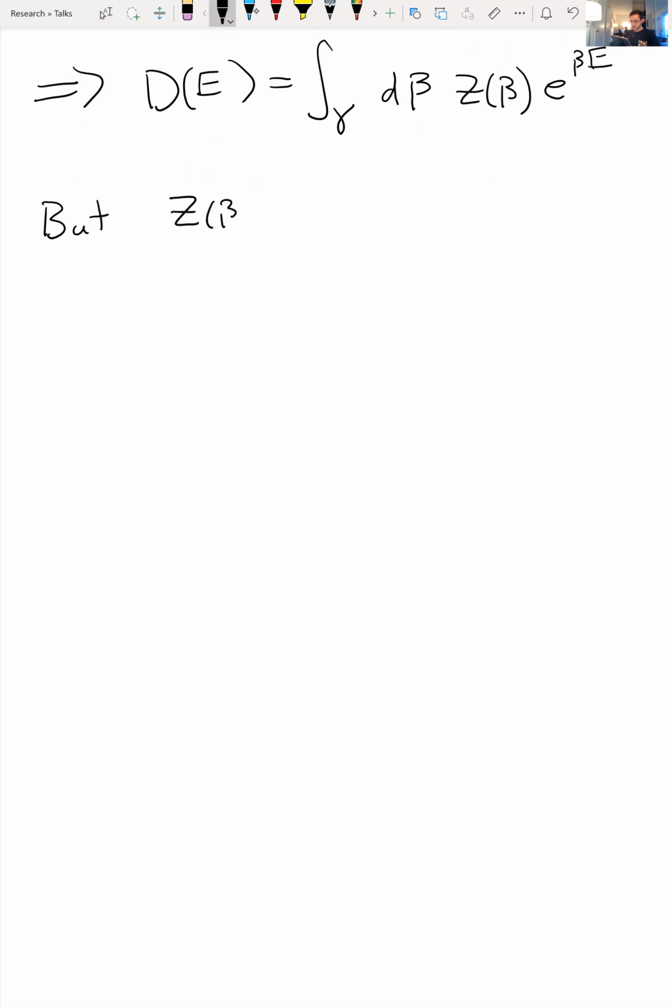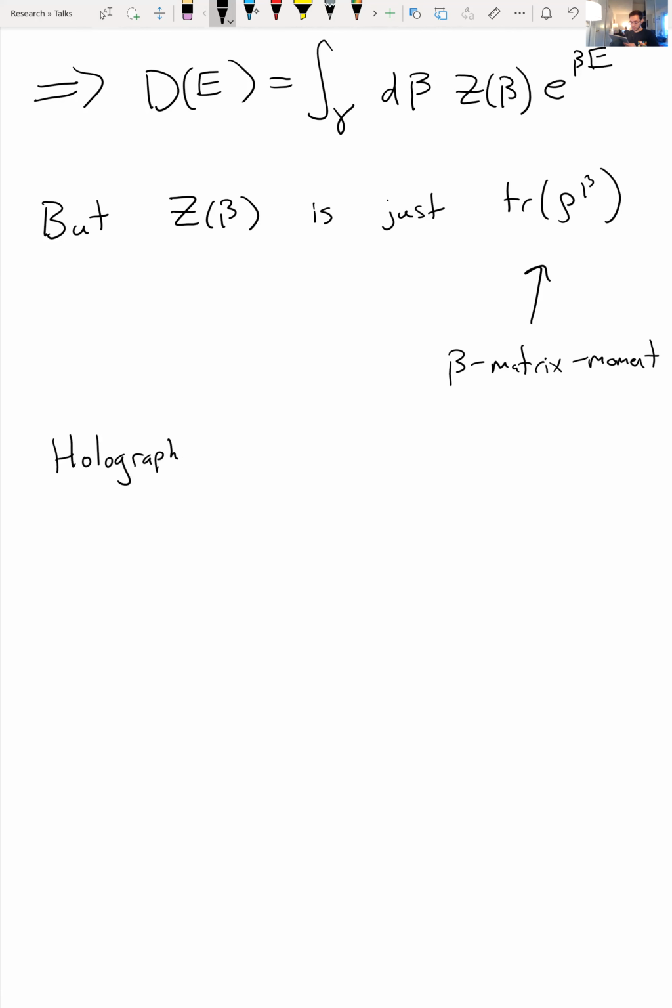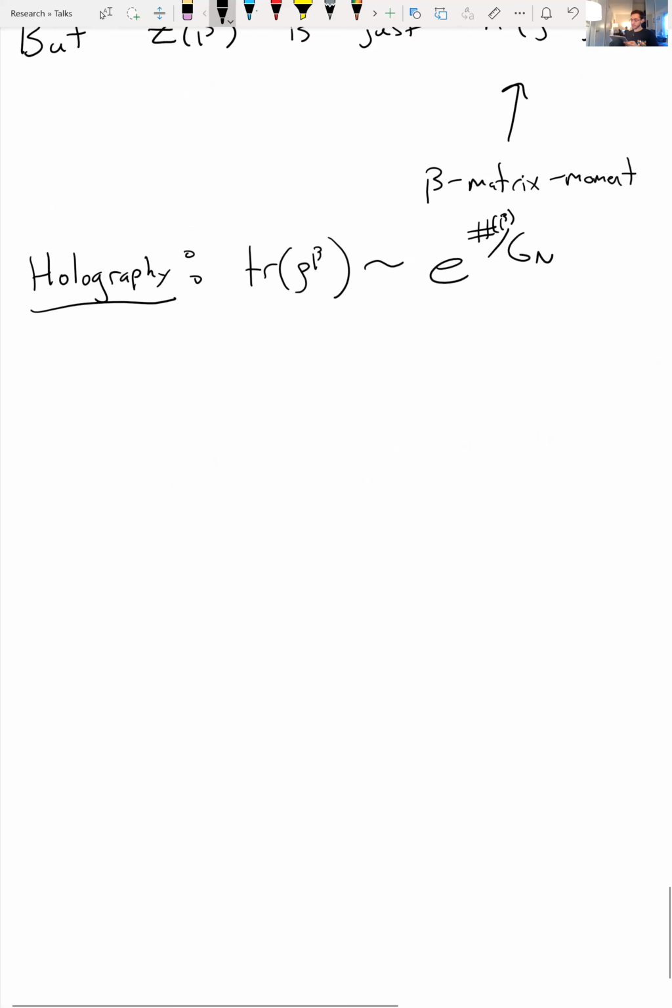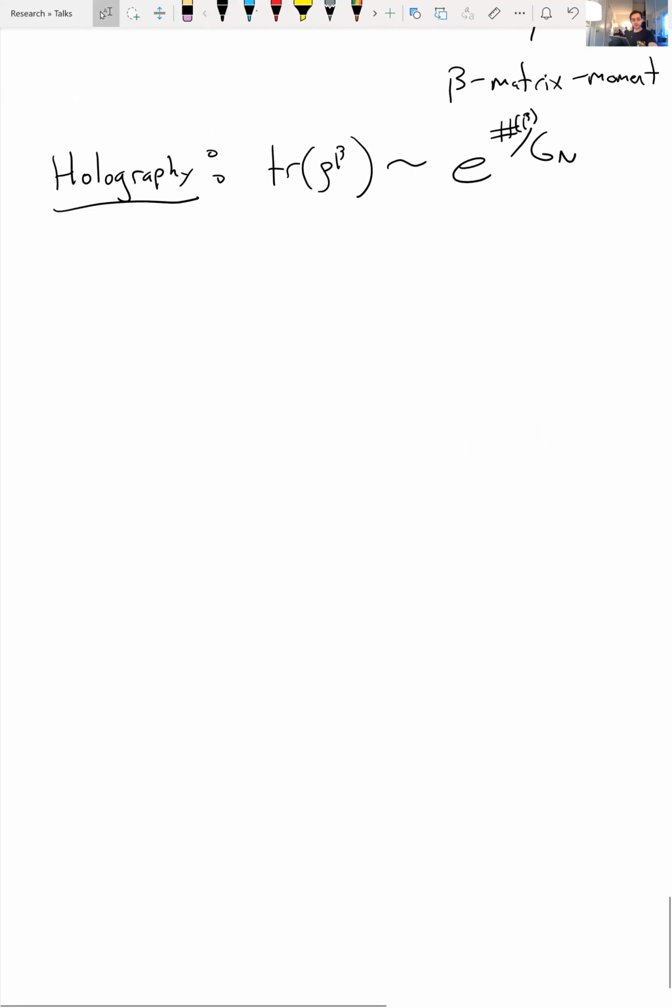The partition function Z of beta, if I write it back in terms of the state that I started with, is just the trace of rho to the beta. This object has a special name. It's called the beta matrix moment. For holographic states, matrix moments have a very particular scaling. I'll explain this in a moment. For holographic states, the beta matrix moment, trace of rho to the beta, always goes like e to some number over G Newton. That number is really a function that depends on beta, and there may be some coefficient, which doesn't really matter. The point is that the matrix moments all scale in this way. I'll give you some words that sort of prove why that's true, although I won't go into detail. But first, let me give you some intuition.